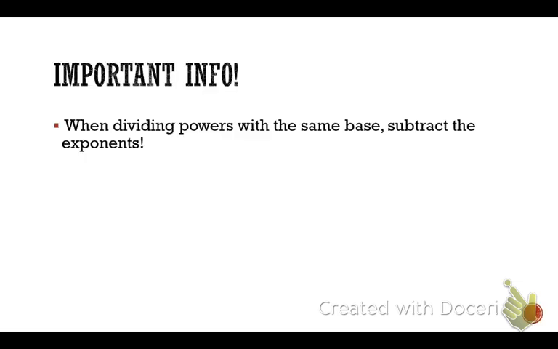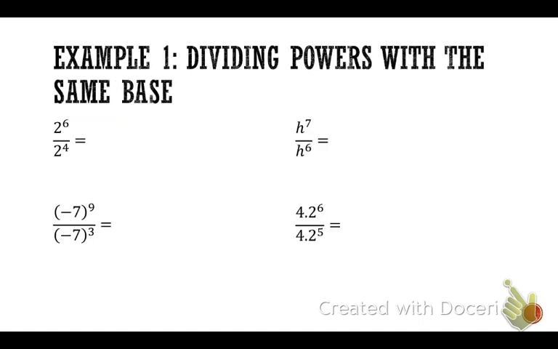One of the main concepts that you need to know, and we just kind of touched on that, is my rule for quotient of powers. When dividing powers with the same base, I subtract the exponents. If it's different bases, this rule does not apply. So in example 1, that's what you see. You see a common base, all right?